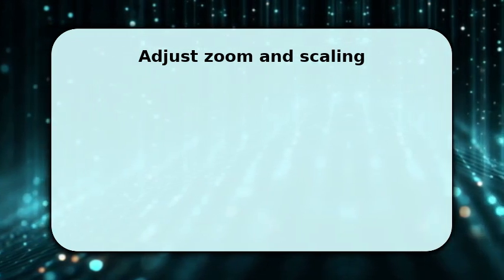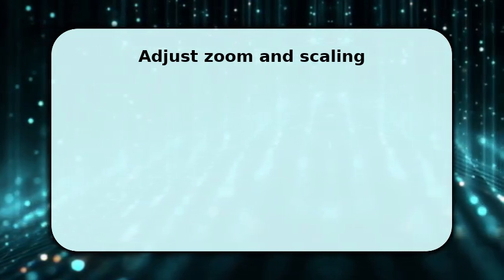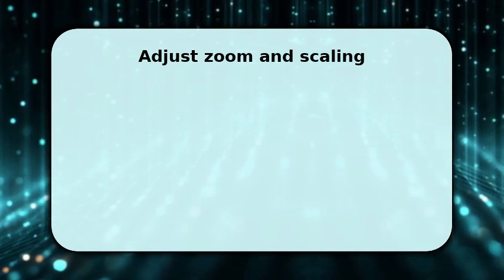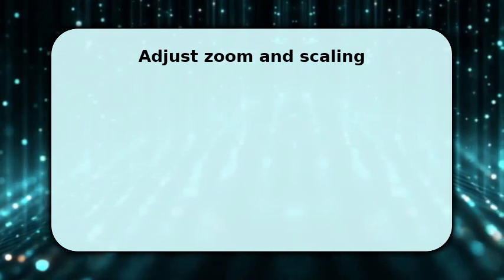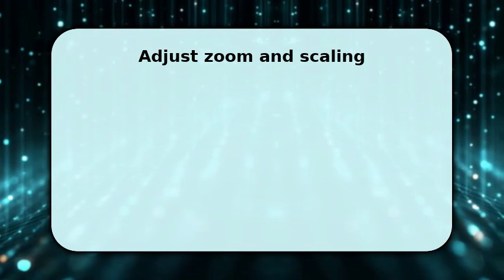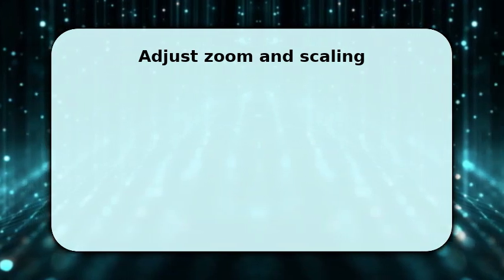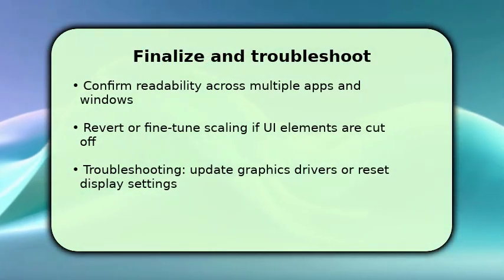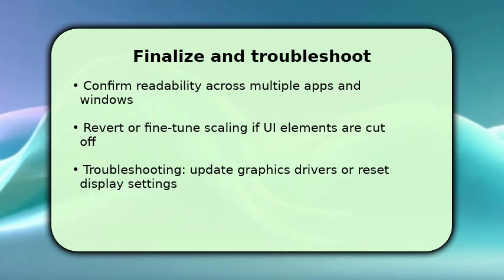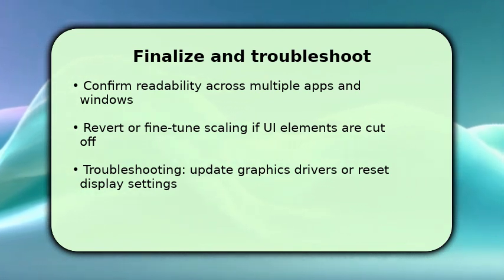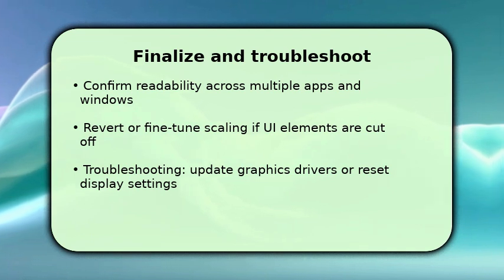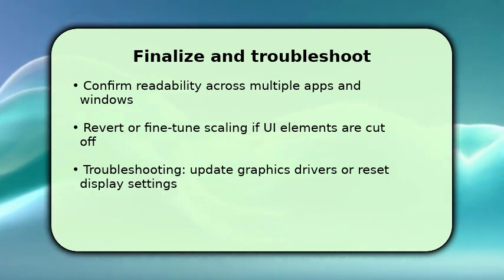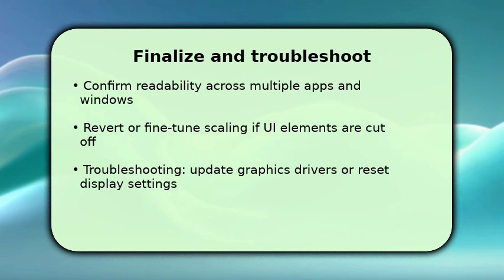Make sure to apply and sign out if requested, because some scaling changes require a session restart to take full effect. Finish by checking multiple applications and browser pages to ensure nothing is clipped and text remains sharp. If menus or buttons appear too large or cut off, reduce scaling slightly or pick a different resolution. If fonts look blurry, toggle ClearType on Windows, or enable font smoothing on macOS.